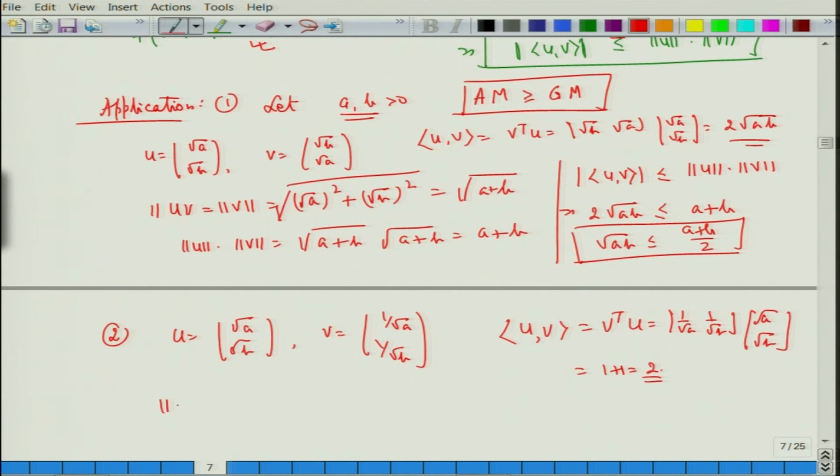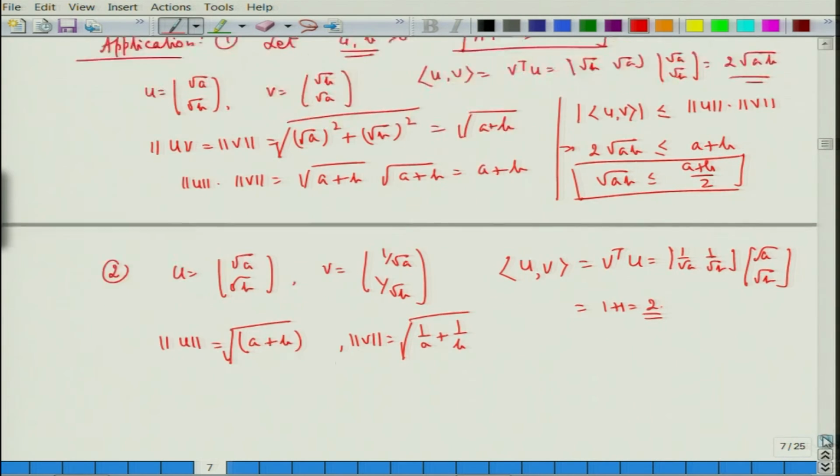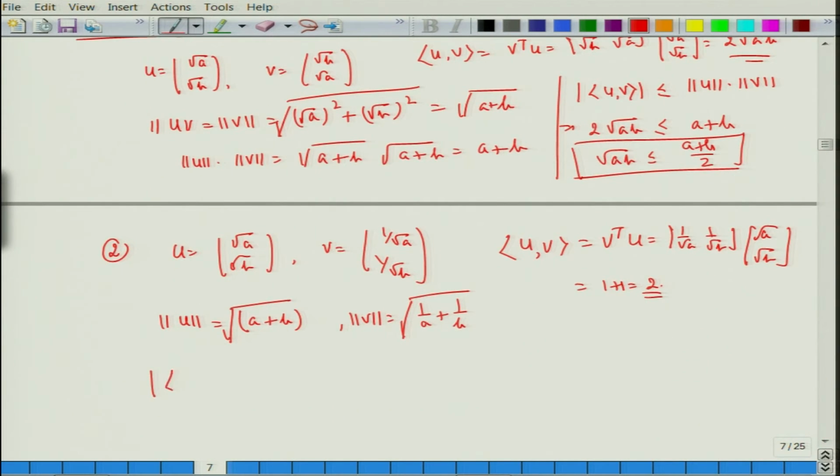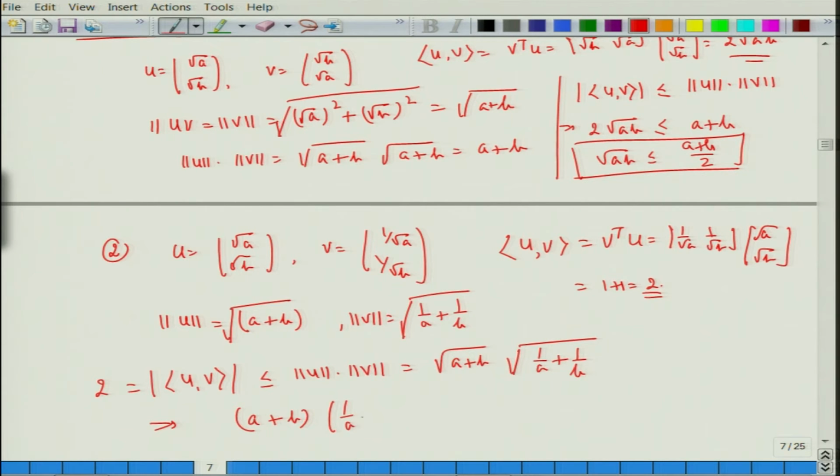But if I look at norm of U, it is the square root of A plus B. Norm of V is equal to the square root of 1 upon A plus 1 upon B. So therefore what I see from here is, if I want to write UV, which is 2, I hope I have done correctly, this is less than or equal to norm of U into norm of V, which is the square root of A plus B into the square root of 1 upon A plus 1 upon B, and therefore I get here that (A plus B) into (1 upon A plus 1 upon B) is greater than or equal to 4, alright.